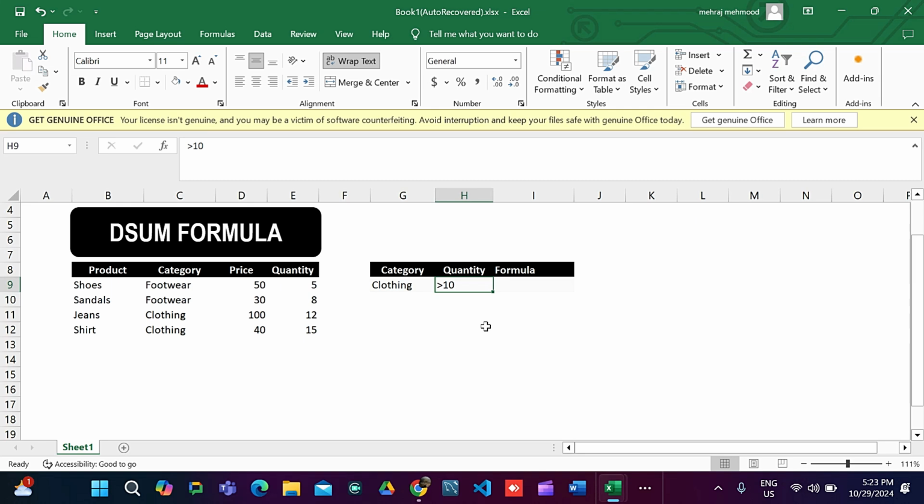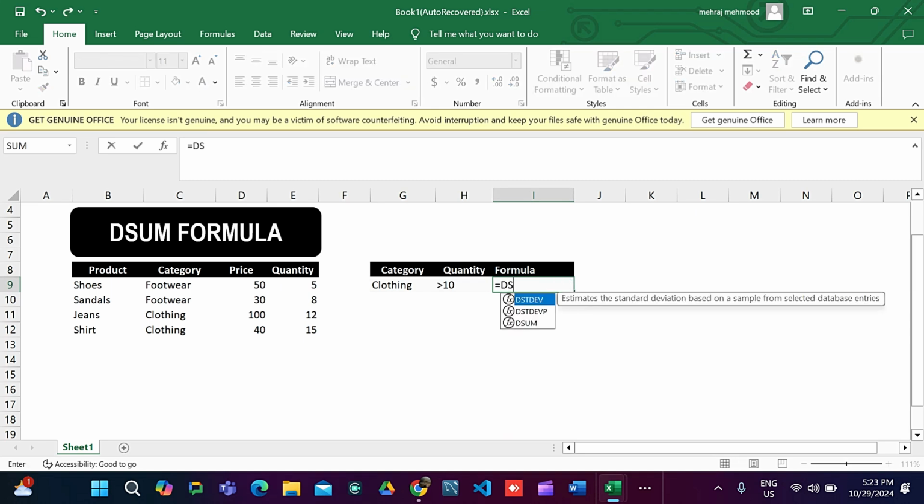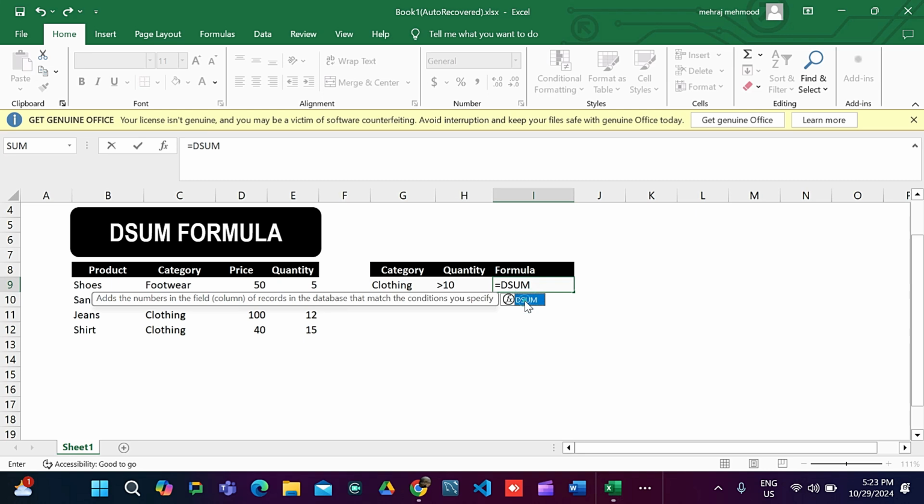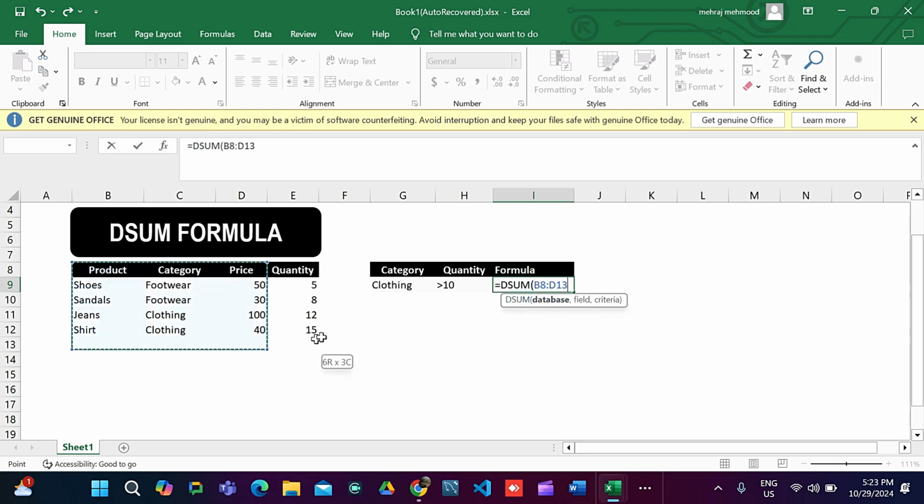So now click on an empty cell and type equals DSUM. Database: select your whole table including headers, comma, field: price, comma, criteria. Now press enter.